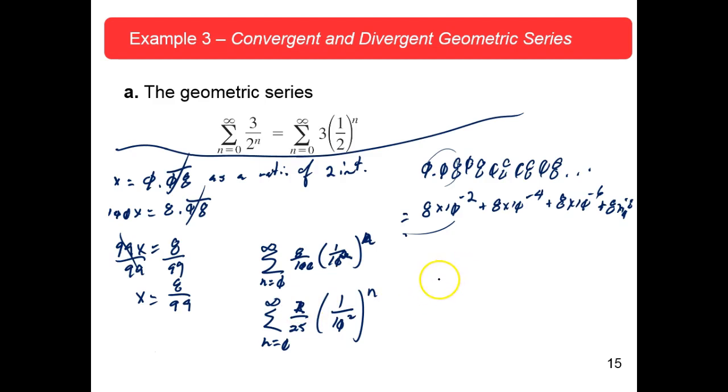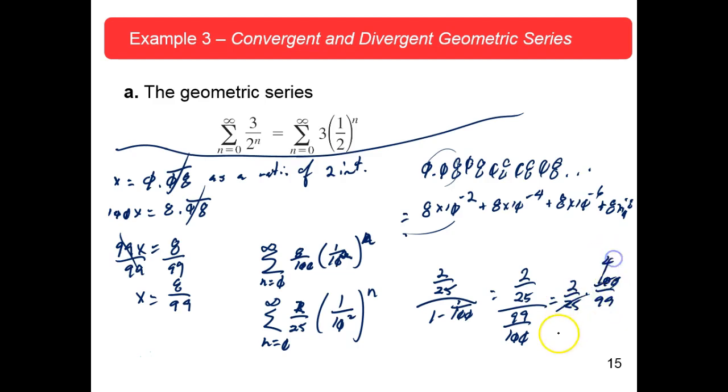So your A is 2/25, and your ratio is 1 over 1 minus 100. That's your R. So this would be 2/25 divided by 99 hundredths, which would be 2/25 times 100 over 99. That would be 4, and that would be 8 over 99, which is just what we got.